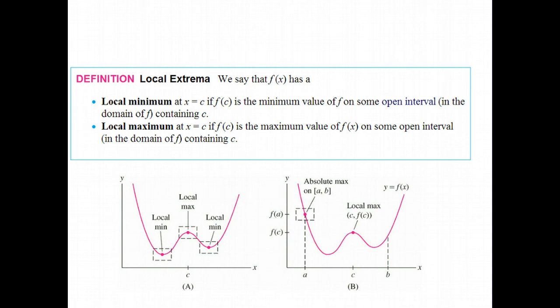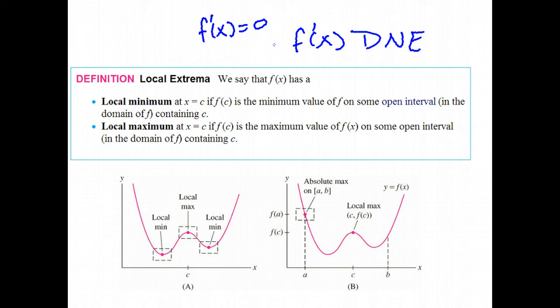Or another way we can say it is our derivative, our f prime, goes from positive to negative to find a max, or our f prime goes from negative to positive to find a min. And those points happen when f prime of x is equal to 0. And that's what we found up to this point, when f prime of x is equal to 0. Well, they also happen when f prime of x does not exist or is undefined. So either of these two cases is where we're going to find our local or relative extrema.